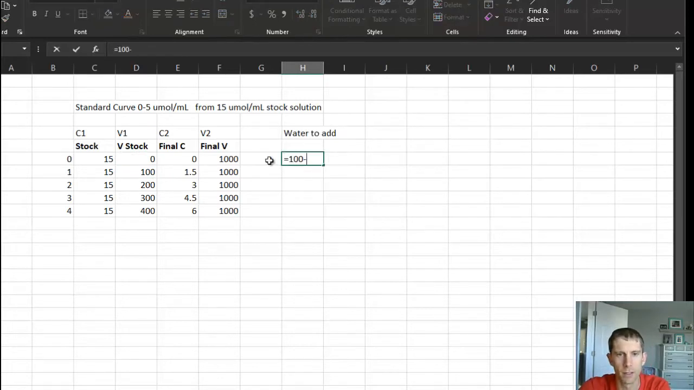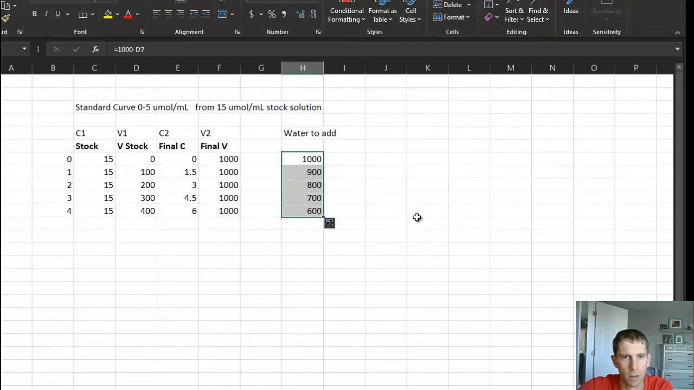So equals 1,000 minus our V1 value for all those, and then we can drag that down. So that's the amount of water we need to add to each test tube, and logically it makes sense that we need to add less water for our test tube with higher concentration. So this is the table that we need. This is essentially the set of test tubes that we need to make. So test tubes 0 through 4 need to have 0 to 400 microliters of stock solution depending on the test tube, and then 1,000 to 600 microliters of water depending on the test tube. So that's what we're going to set up in lab next.